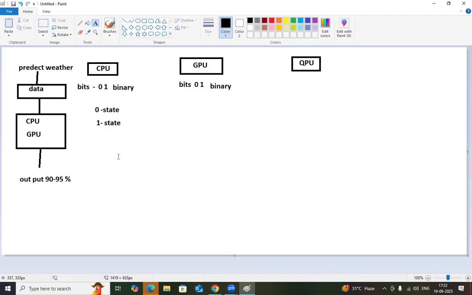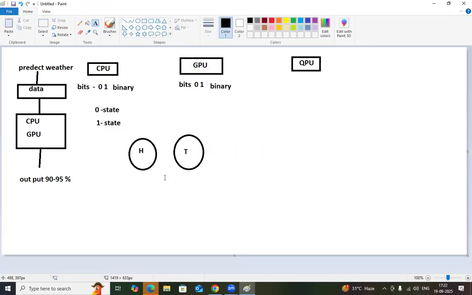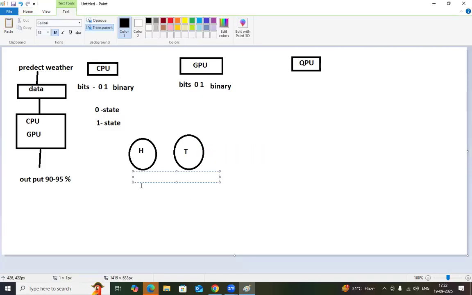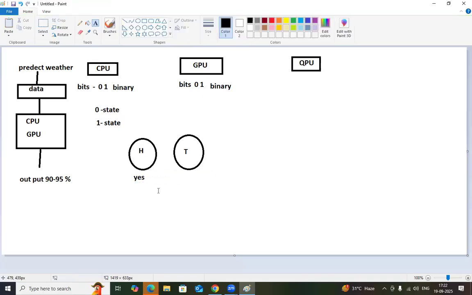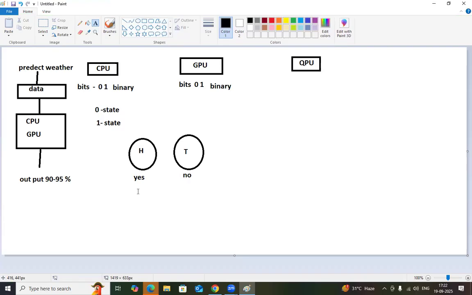Something like a coin, sir. A coin has two sides, either head or tail. For example, on one side the coin is head, on the other side the coin is tail. Or I can say a few other things: head means yes, tail means no. Head means 1, tail means 0.